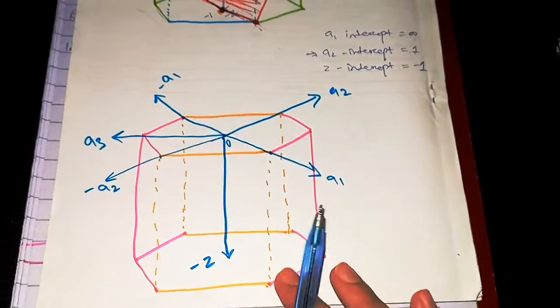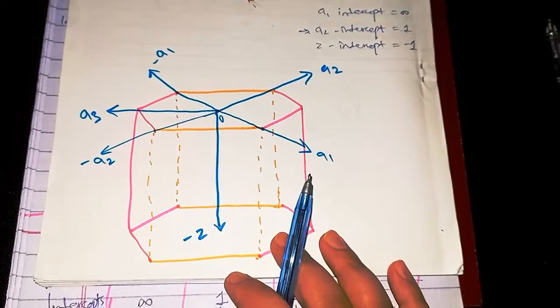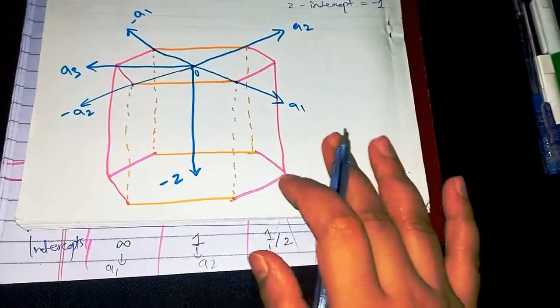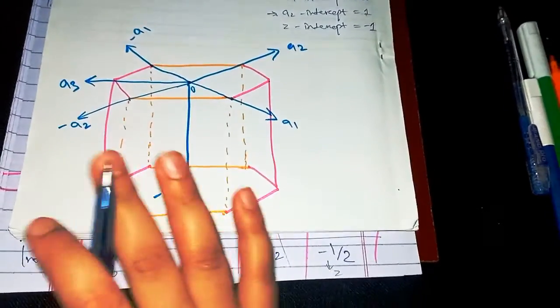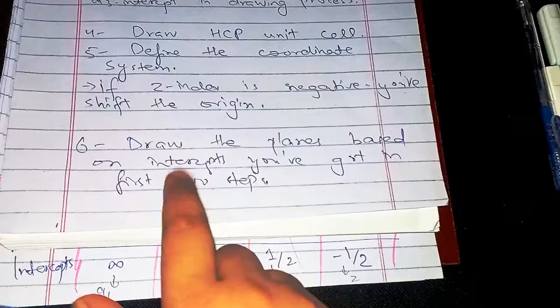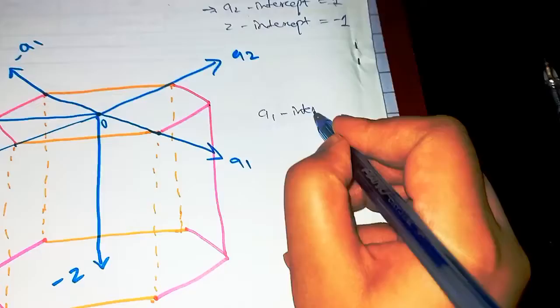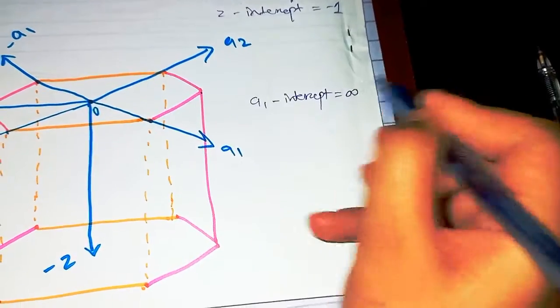Alright, so in that way we have defined the coordinate system. Now let's write down the intercepts here so that we can draw the plane. Okay, the last step, as we can see here, is to draw the plane based on the intercepts that we have got in the initial steps, which is infinity again here.